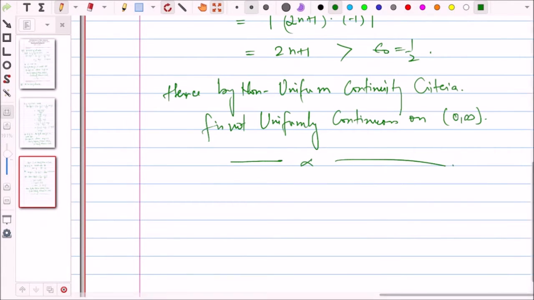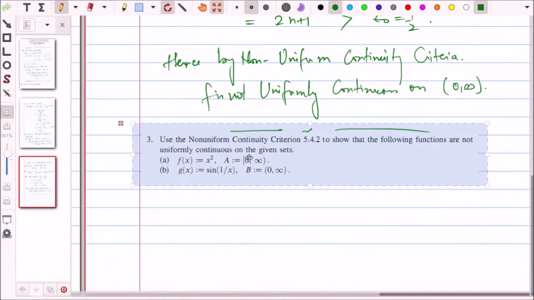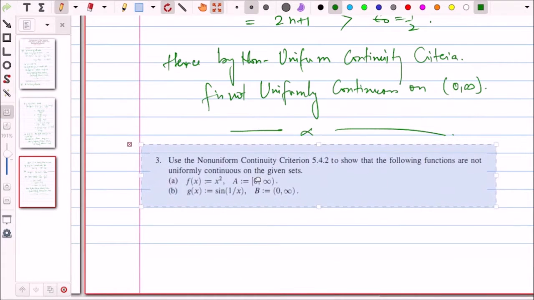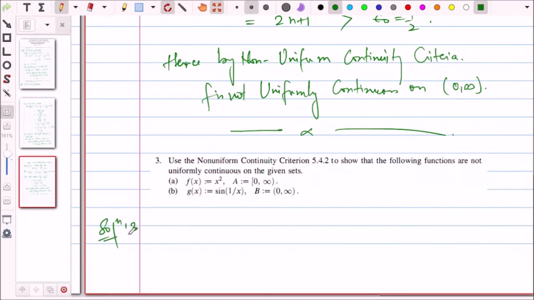Now let us move to question number 3. It is again based on the non-uniform continuity criteria. We are given two functions f and g. We have to show that both are not uniformly continuous on the given intervals. So solution A: we have to show that f of x equal to x square is not uniformly continuous on the interval 0 to infinity. So we have to take the non-uniform continuity criteria.